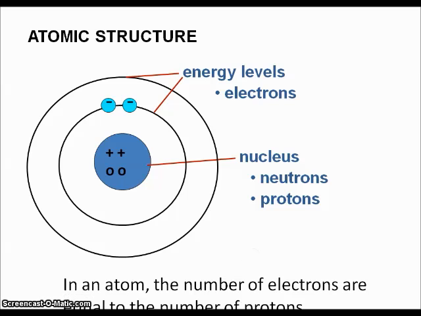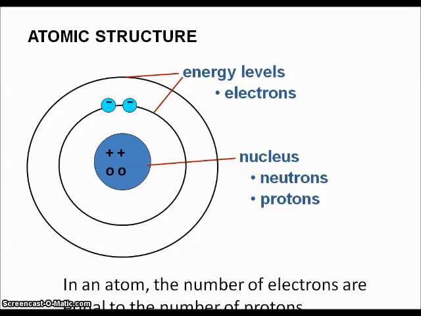Now here's one thing to remember. In an atom, the number of electrons is equal to the number of protons. Now, I apologize, that's probably cut off a little bit at the bottom. So let me say it one more time. In an atom, the number of electrons is equal to the number of protons. So if I have 2 protons in the nucleus, I'll have 2 electrons circling around it.